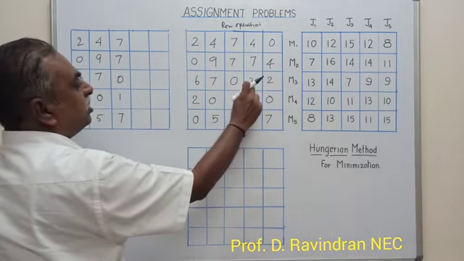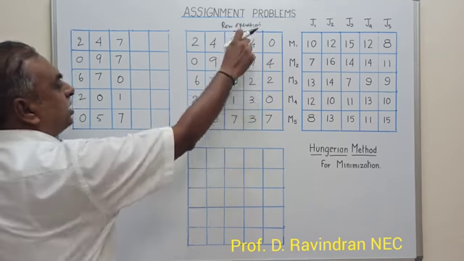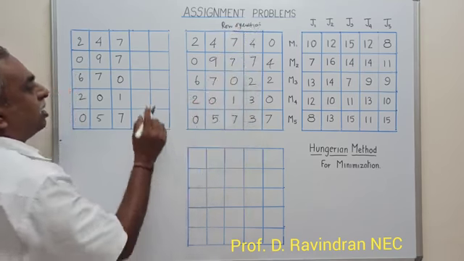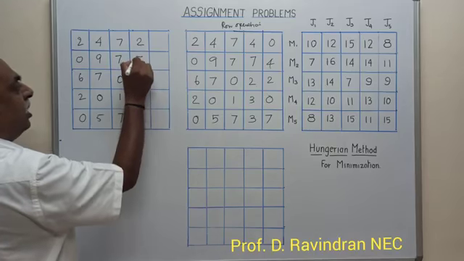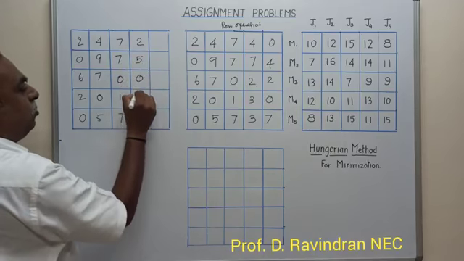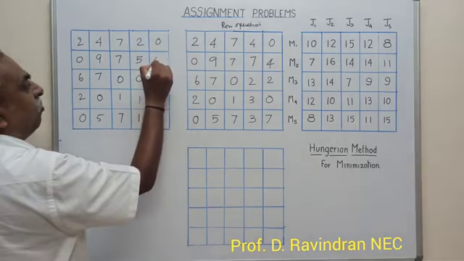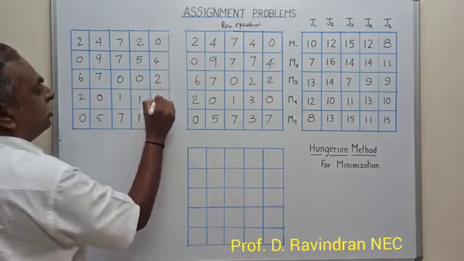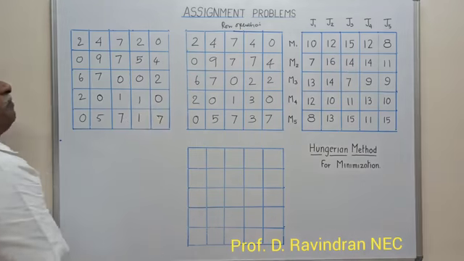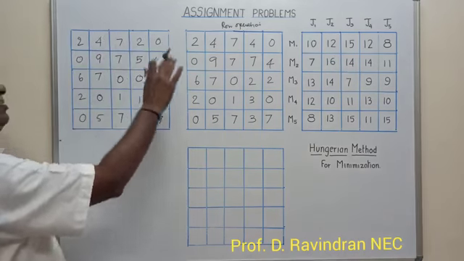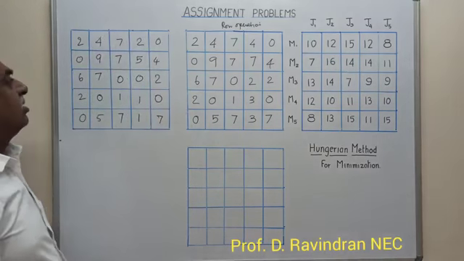Here the minimum element is 2. So 2 has to be subtracted from all other elements of the same column. So this is 2 and this is 5, 0, 1 and 1. Here it is 0, 4, 2, 0 and 7. Now in this resultant matrix we can make an allocation or assignment.